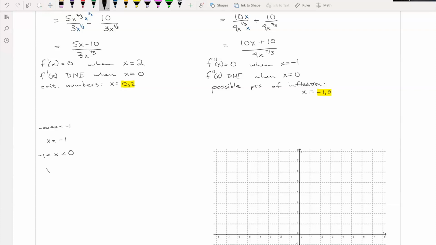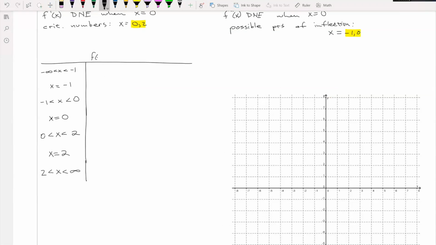And then we want to identify what's happening at 0. 0 less than x less than 2. That's our other critical number. And again, we want to identify what's happening at x equals 2. Might be a local max, might be a local min, might be neither. And then finally, 2 less than x less than infinity. We're going to find f of x for certain points.